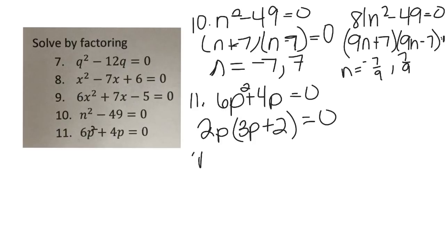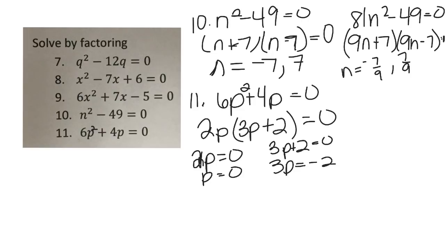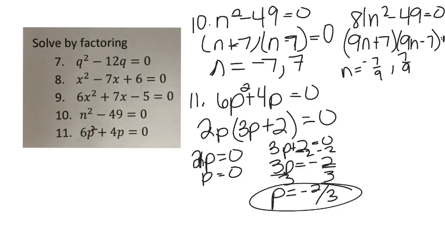And so if 2p equals 0, then p equals 0. And if 3p plus 2 equals 0, then 3p equals -2. Subtract 2, divide by 3, and p is -2/3. So we get -2/3 and 0. Unless it's a perfect square, you should be getting 2 answers.